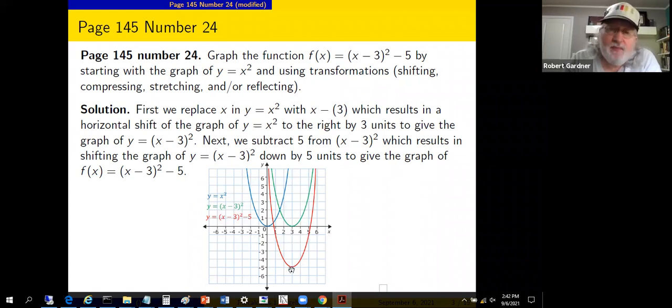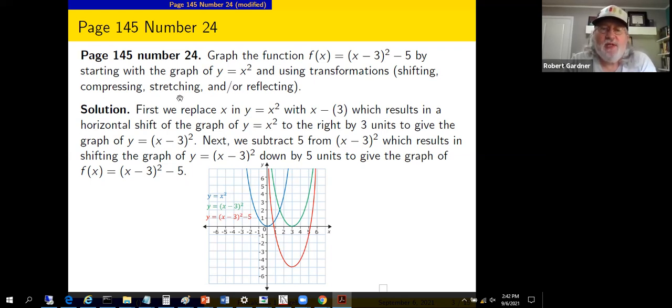At some point in the past, the book has discussed key points. I'd call this lowest point, which we'll give a name to shortly, a key point. First, we shifted that to the right by 3 units, and then shifted it down 5 units and carried all the other points along with it. So we've done the shifting.